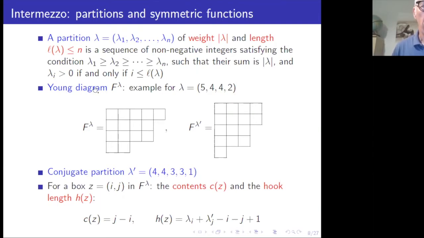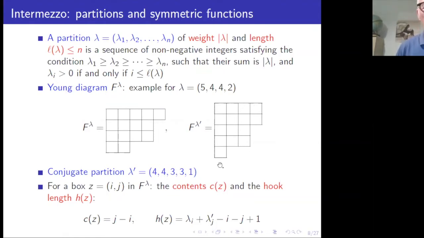So for any partition, once you have this Young frame, it's easy to see what is called the conjugate of the partition. And this will be denoted by lambda prime. And the conjugate is just the reflection of this diagram. In other words, the first column here becomes the first row of your conjugate, and so on. So this is now 4, 4, 3, 3, 1.